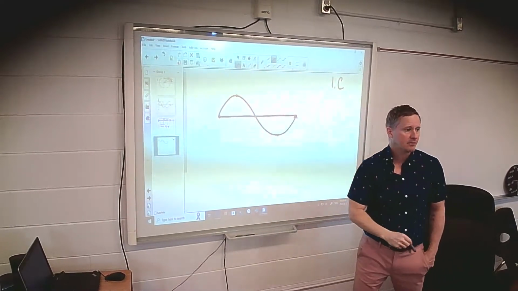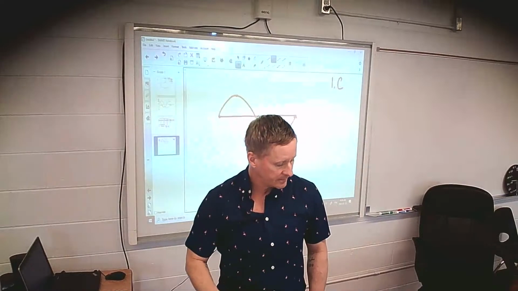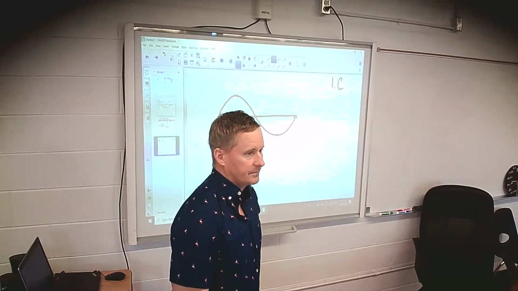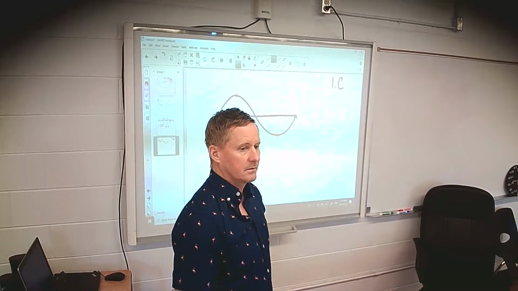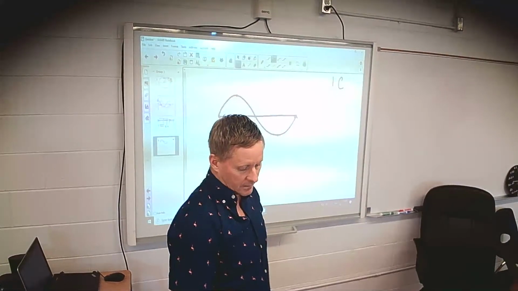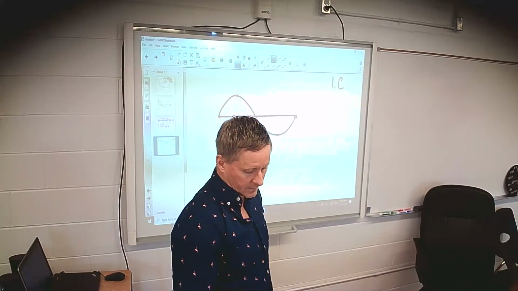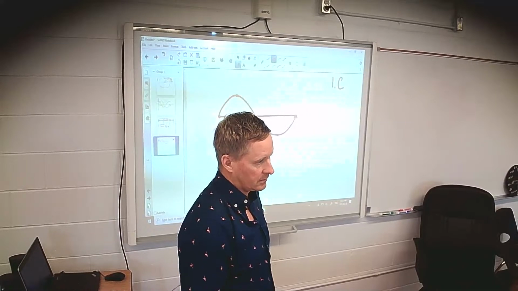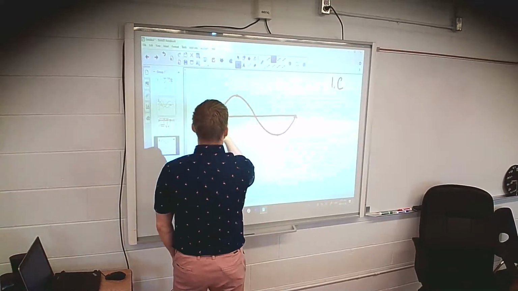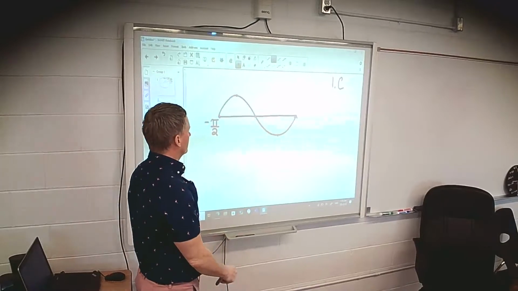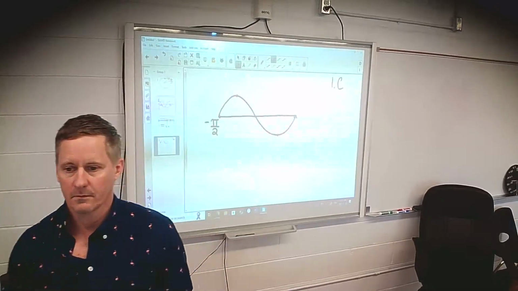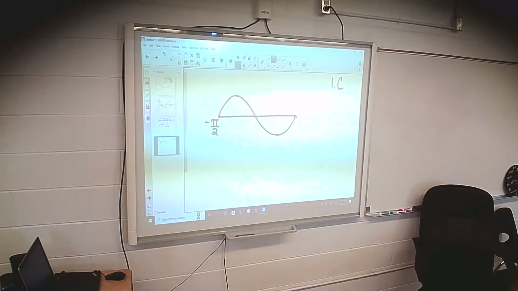The first thing I do is write down what my C value is. What is my C value? Look at the equation. Close. Negative pi over 2. So I go to negative pi over 2 right here. So I put that in. Are we okay so far?